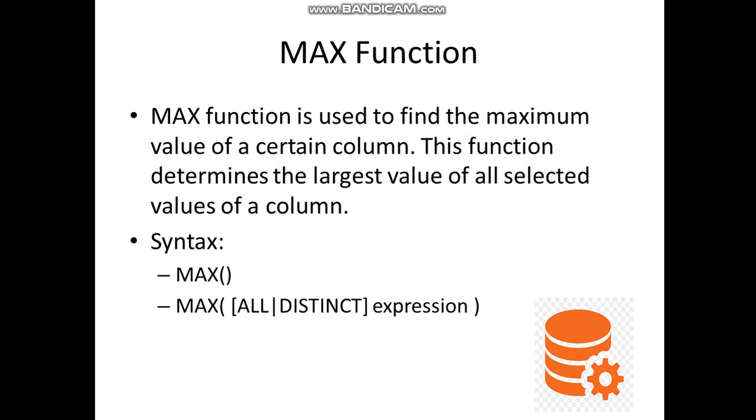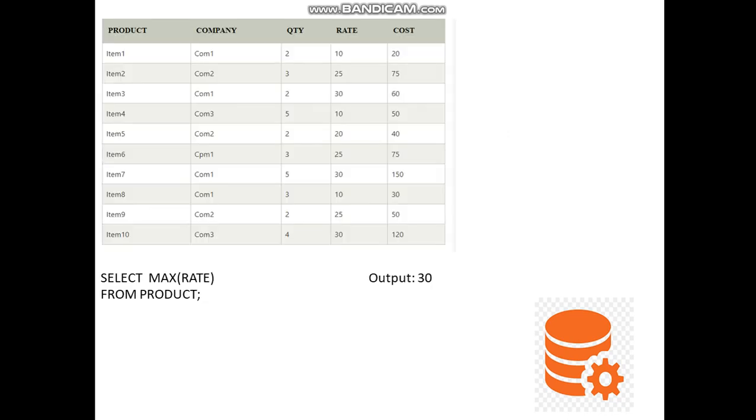Next is max function. Max function is used to find maximum value of certain column. This function determines the largest value of selected value of a column. Max of all or max of distinct. So for example, I want to find out the maximum rate from the product table. So I'll write select max of rate from product. Okay, so output is going to be 30.